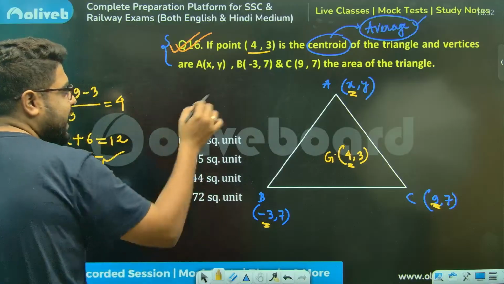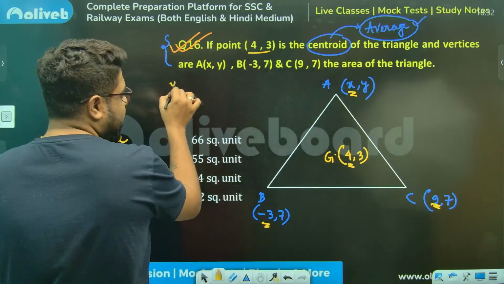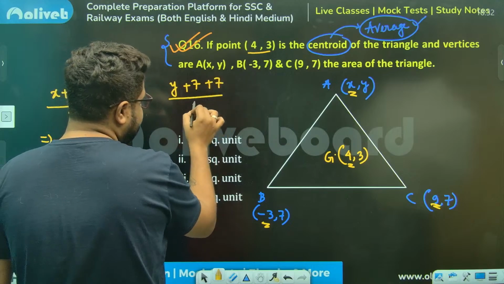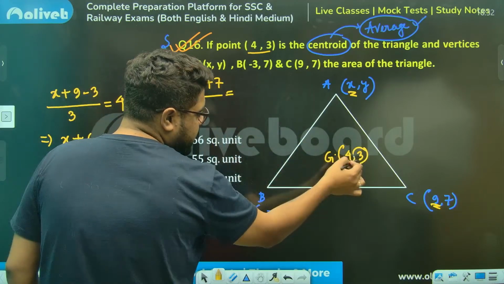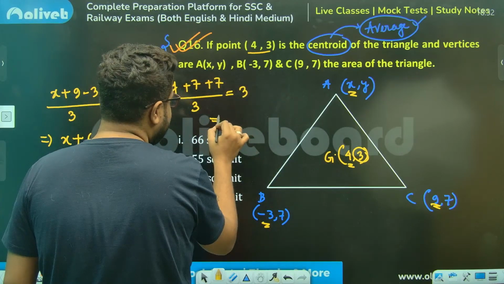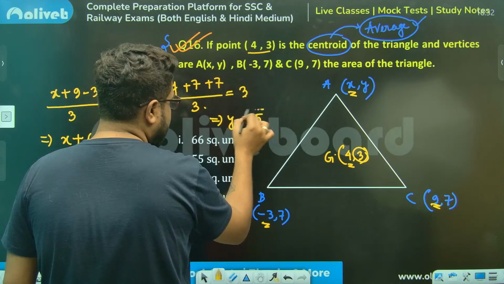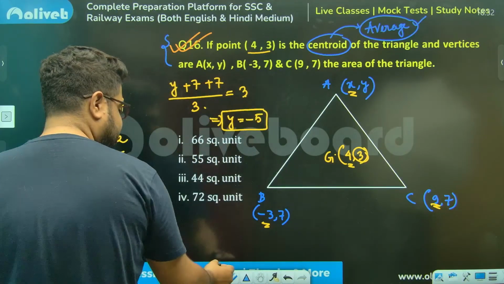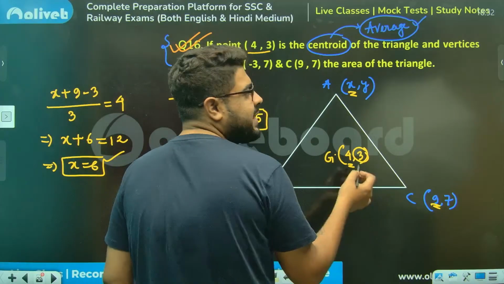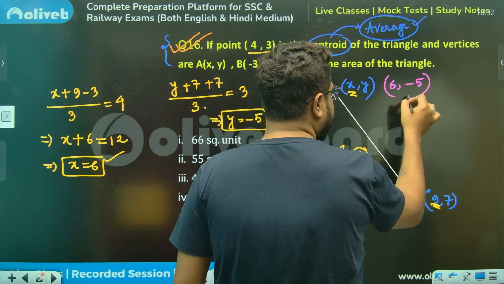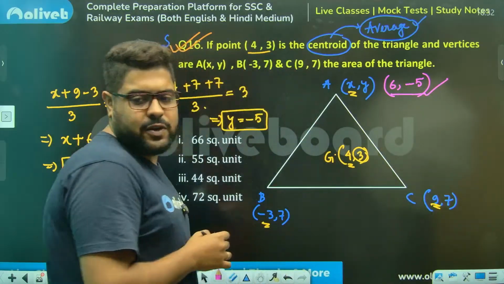Now, again, sir, do the same for Y. Y plus 7 by 3, average. It will give you the Y coordinate, that is 3. Y is 9 minus this, minus 5. Perfect. So from there, you will see X comma Y is 6 comma minus 5. That's done. That's your XY value.